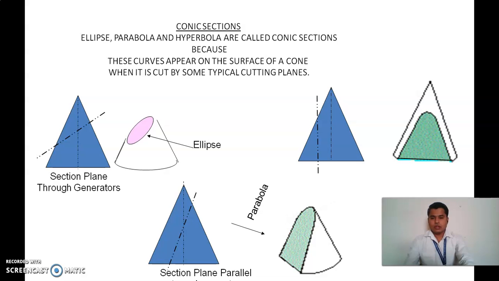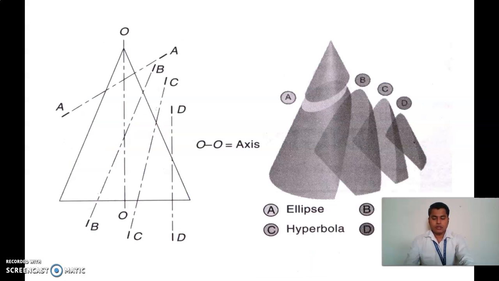These are some figures in front of you. They show the different structures for the ellipse, for the parabola and for the hyperbola. One by one we will see how we are getting them. To get such kinds of curves, we need to cut a right circular cone by a cutting plane or cutting edge, with respect to its axis.